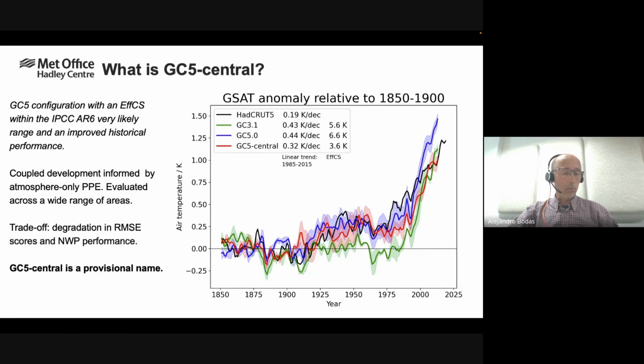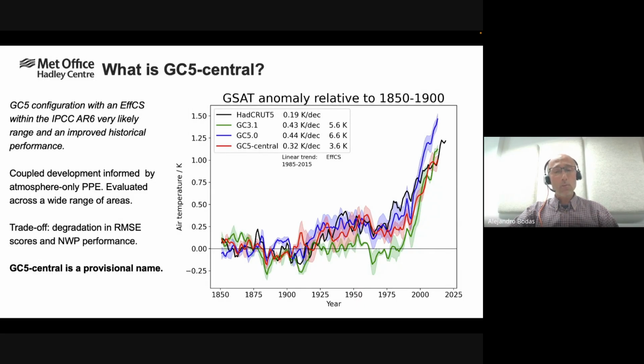I will talk about the trade-off between degradation in root mean square errors and improving historical performance. And I have to highlight that GC5 Central is a provisional name. This name won't be used for CMIP7, but at the moment it is the project name that we've been using. And the figure in this slide summarizes the drivers and the outcomes.